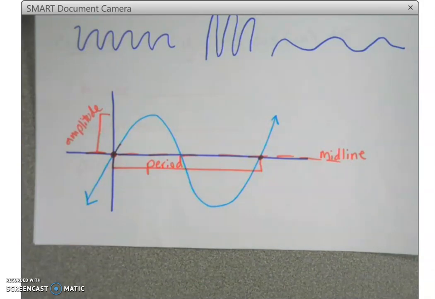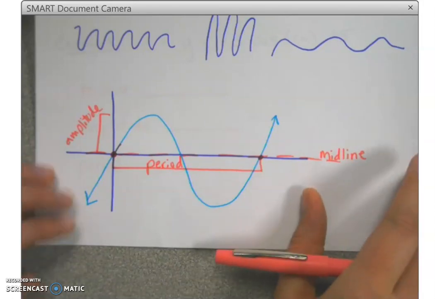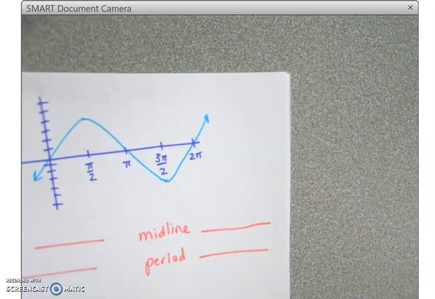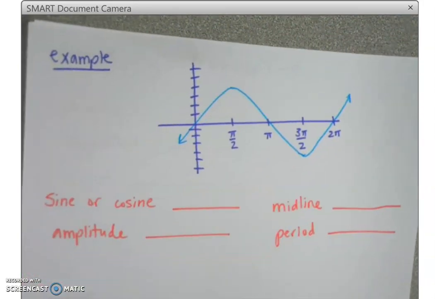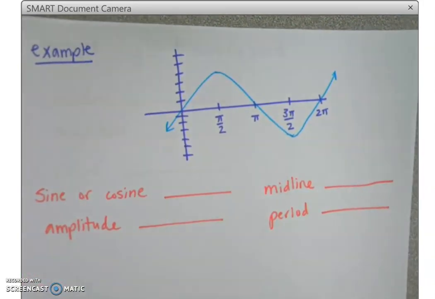Oftentimes in this unit, your period will be in terms of pi, so it'll be 2 pi or 1 pi or 4 pi, something like that. Just keep that in mind that we're going to be dealing with pi in this unit. All right, so some examples. Remember, pause this so you can take a second to draw this. I'm going to go ahead and answer them.